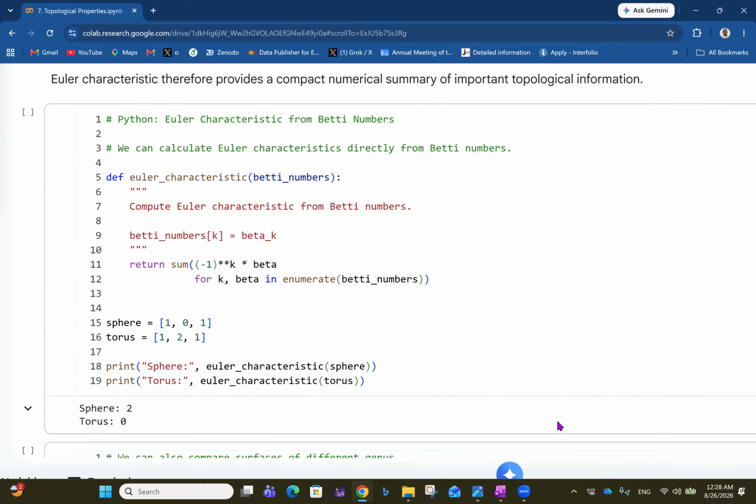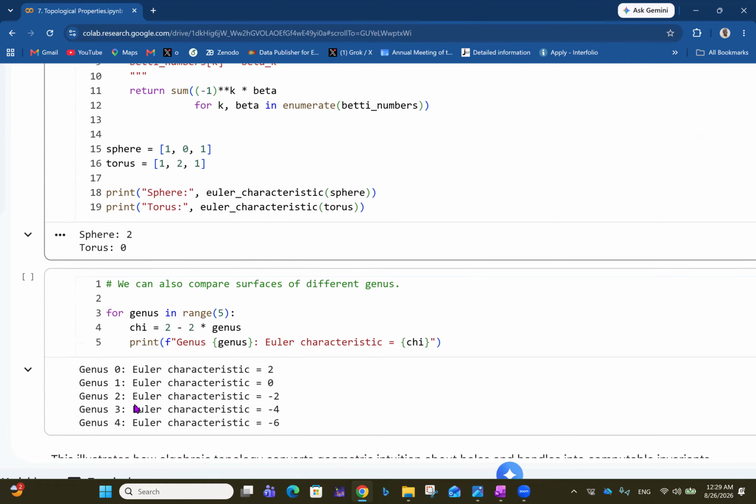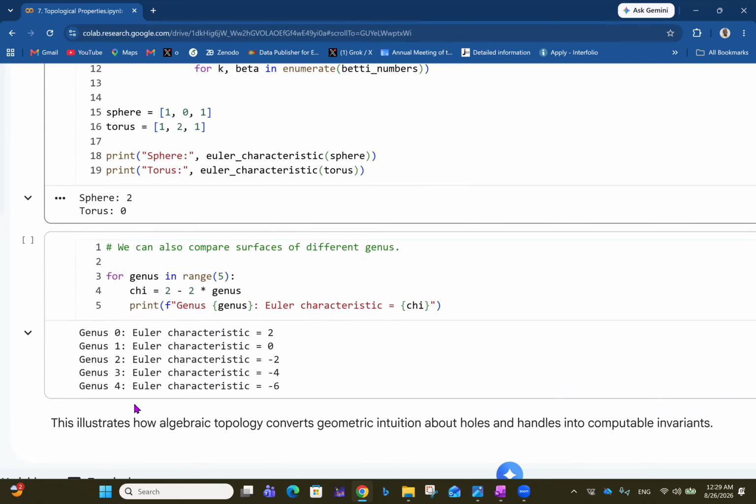So we can also do that with a simple Python code. We define the function Euler characteristic, taking the Betti numbers, where the Betti number is beta k, and we sum (-1)^k times beta k. For the sphere, you have the Betti numbers 1, 0, 1, and for the torus 1, 2, 1. You put it all together, and you get the Euler characteristic for the sphere to be 2, and that of the torus to be 0.